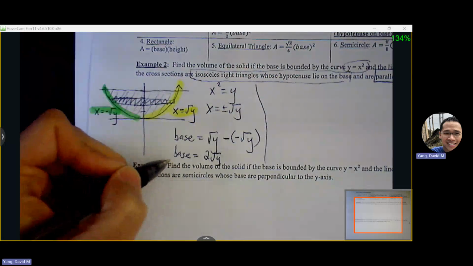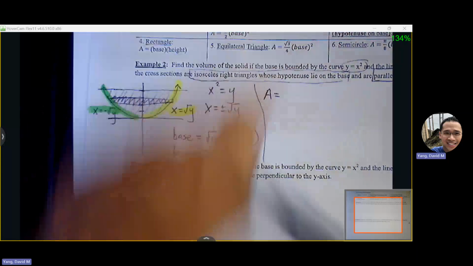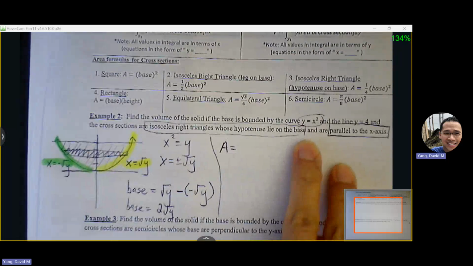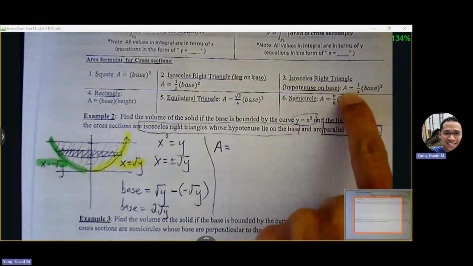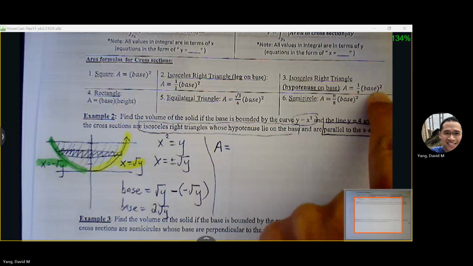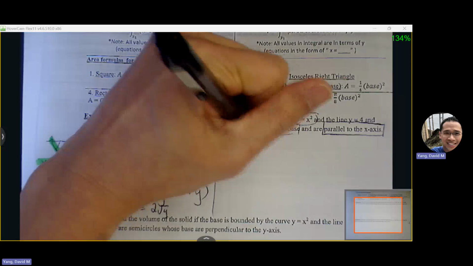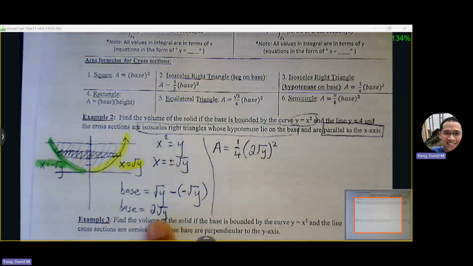Okay, we have one-dimensional information about this problem. Let's move on to the second dimension, which is the area. In the area, we want isosceles right triangles whose hypotenuse lies on the base. So hypotenuse on the base is going to be this formula here, 1/4 base squared. And we're just updating the base with what we found for our problem.